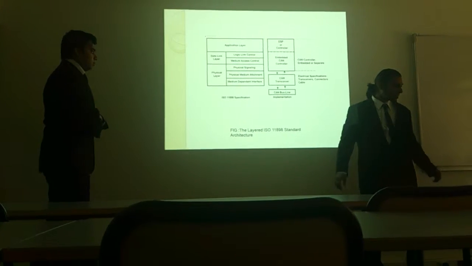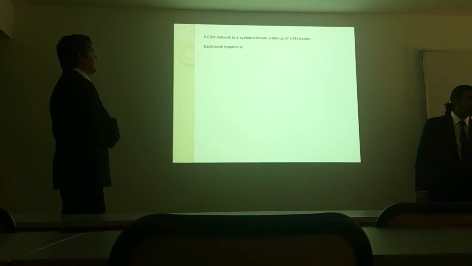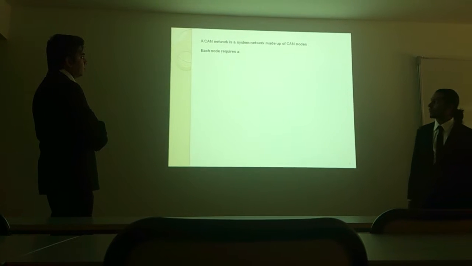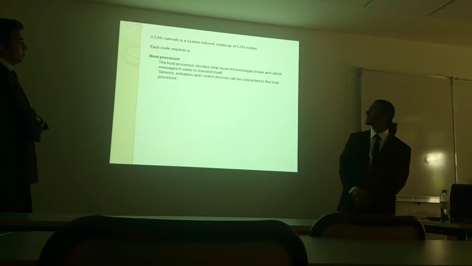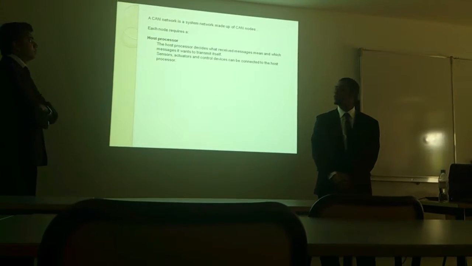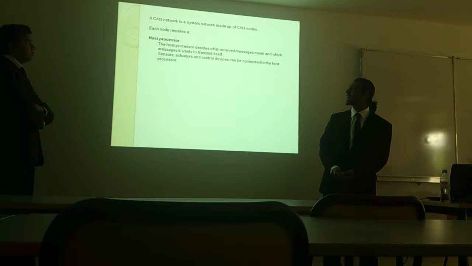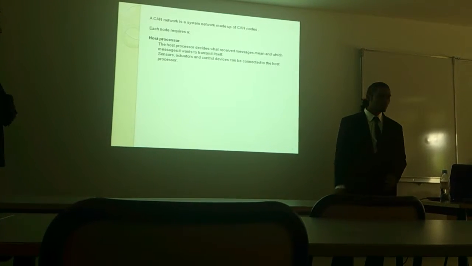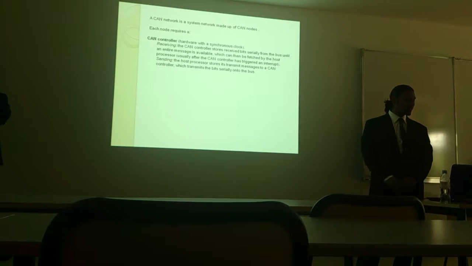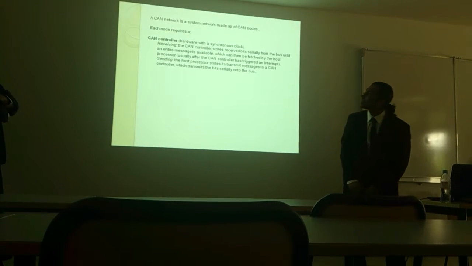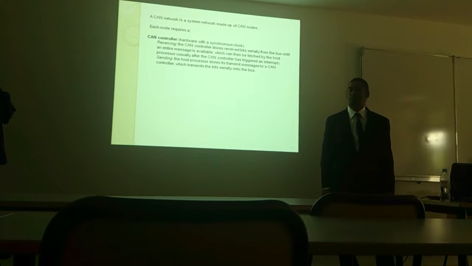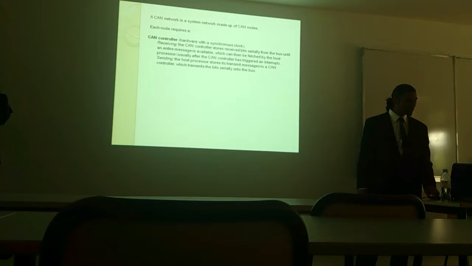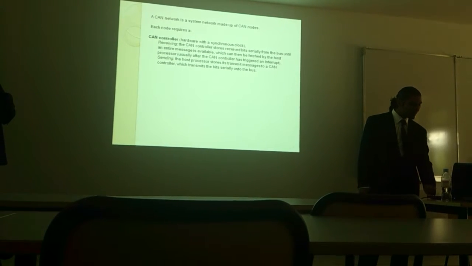A CAN network is a system network made of CAN nodes. Each node has a host processor. The host processor decides what received messages mean and which messages it wants to transmit itself. The sensors, actuators and control devices can be connected to the host processor. Next is the CAN controller, the actual hardware with a synchronous clock. It takes care of receiving and transmitting. The CAN controller stores received bits serially from the bus until the entire message is available, which can then be fetched by the host processor. Usually the CAN controller has a trigger and interrupt.